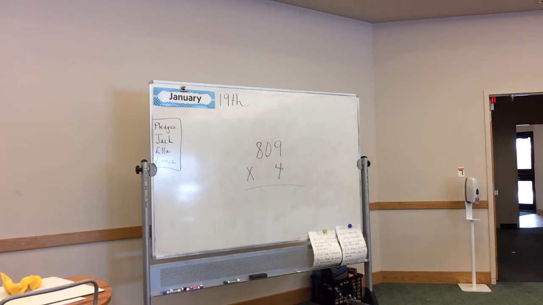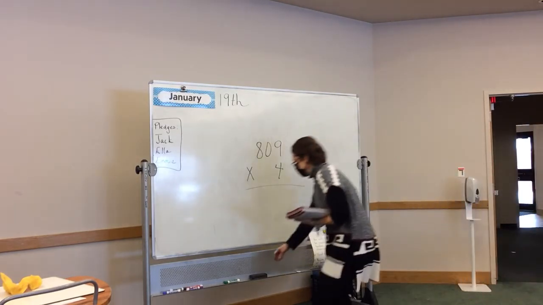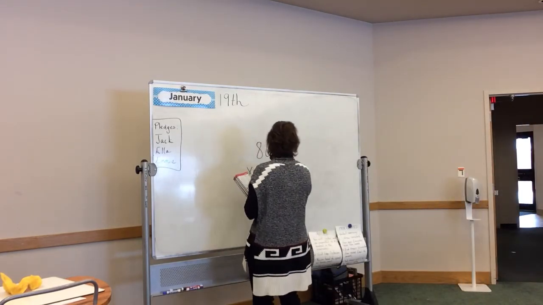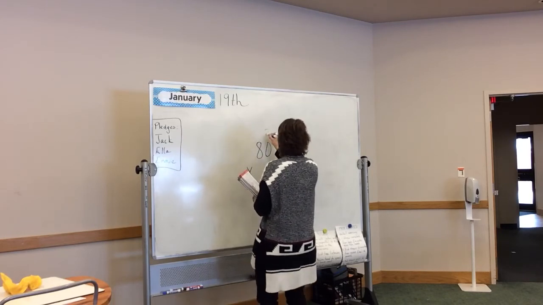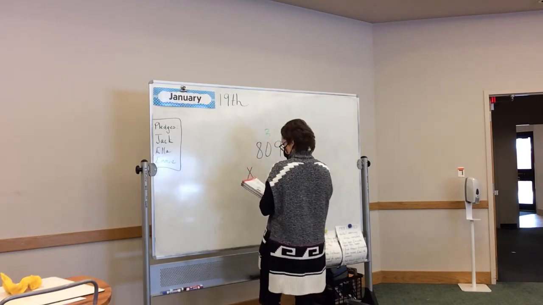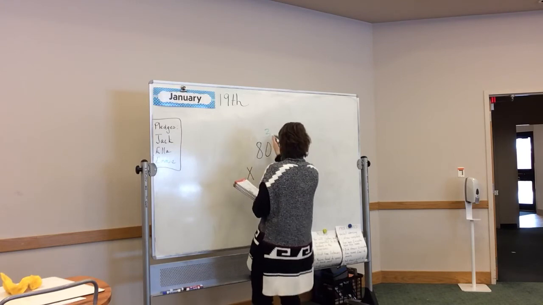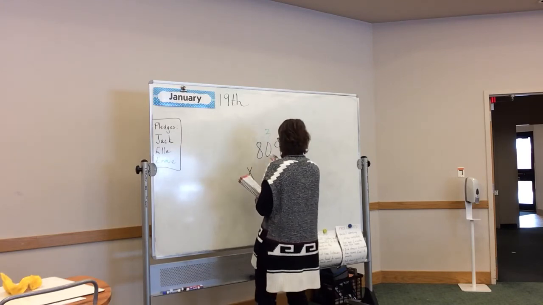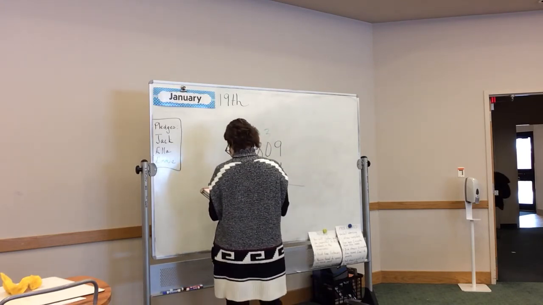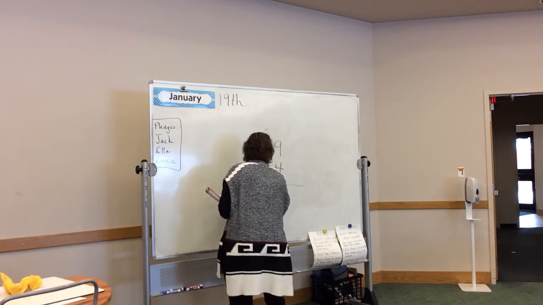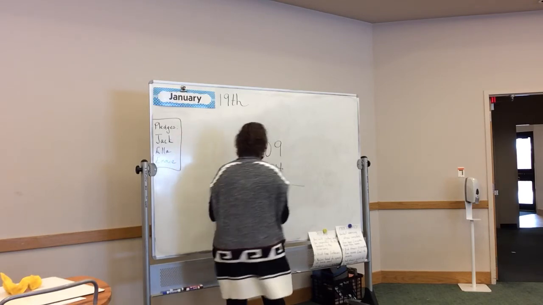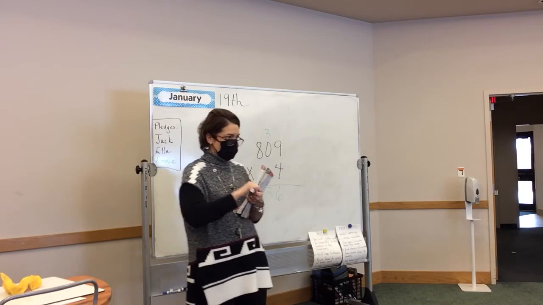What is 4 times 9? 36. What is 4 times 0? 0. But we have a 3. What is 4 times 8? 32. 32. 3,236.